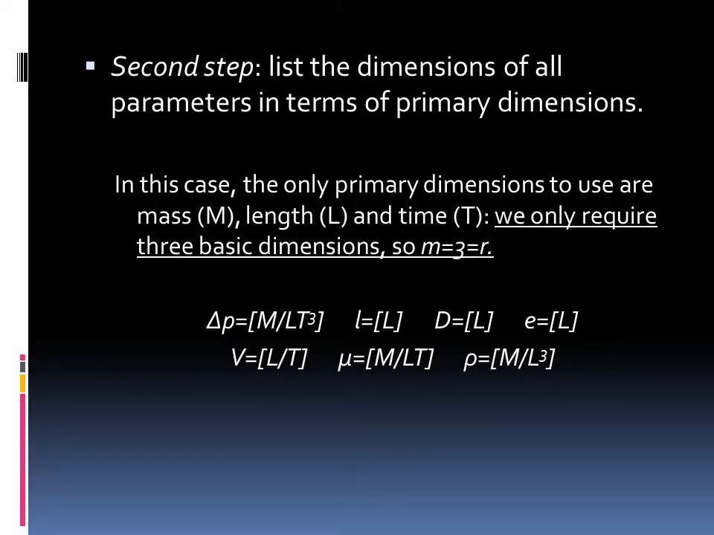The next step is to list the dimensions of all parameters in terms of primary dimensions. For example, V is speed, which is measured in meters per second. In terms of primary dimensions, it is length per time, L per t. In this case, the only primary dimensions to use are mass, length, and time. So, we only require 3 basic dimensions. Thus, m is equal to r, which is equal to 3.